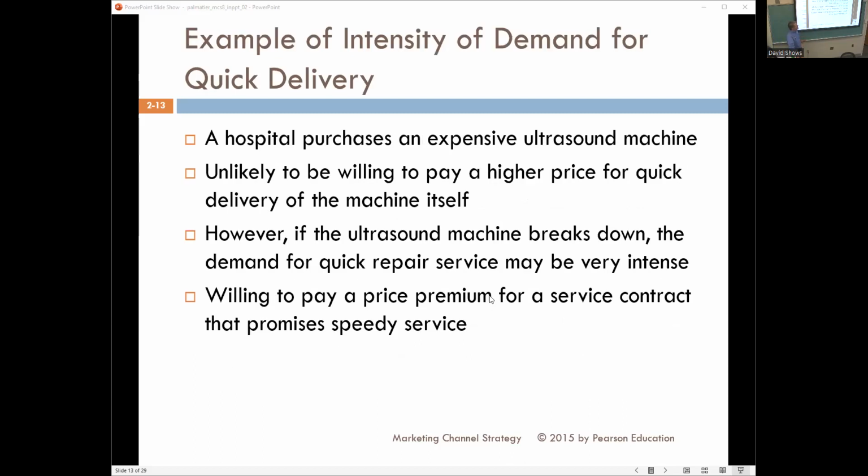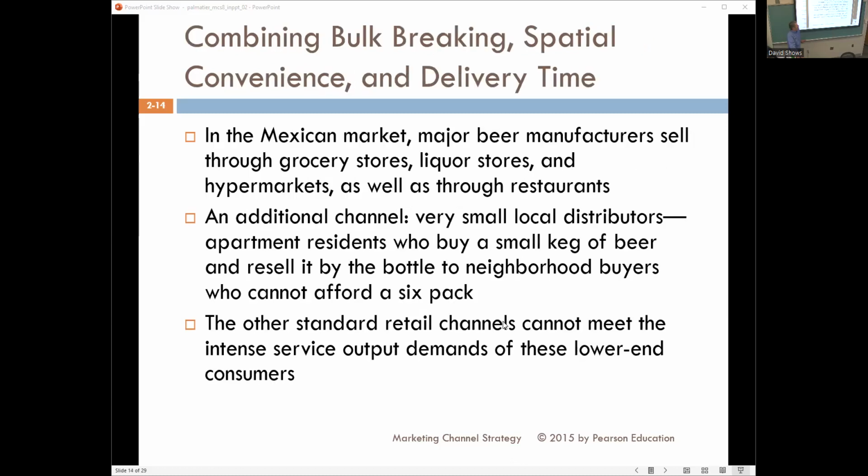So this is the ultrasound equipment. It's pretty much the same example that you're willing to pay a price premium that promises speedy service, always do. You can find that they can be combinations of them, like bulk breaking, spatial convenience, and delivery time. You see this happen when you're doing analysis. There are many times when the service required is less than the service that's demanded.